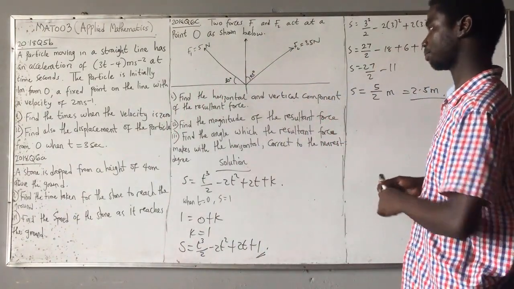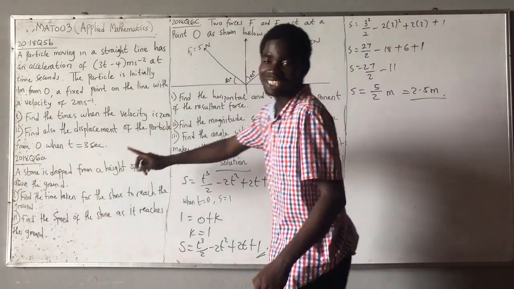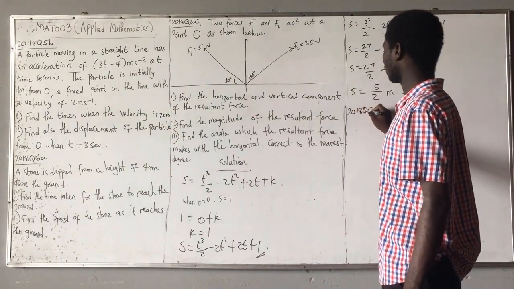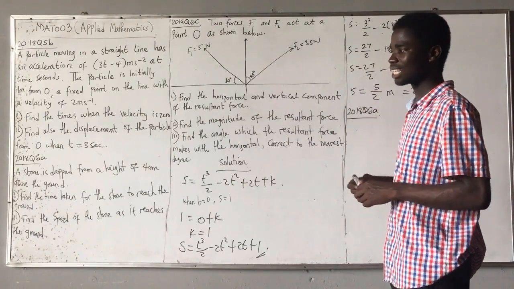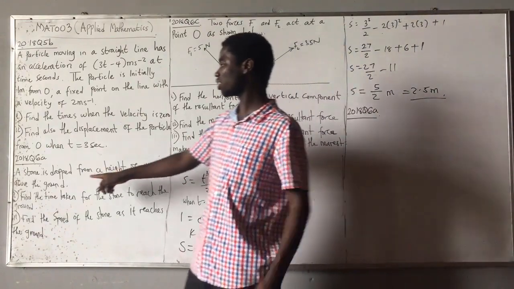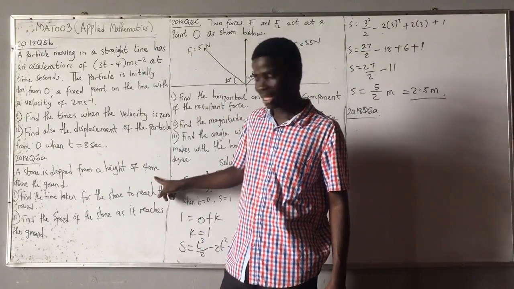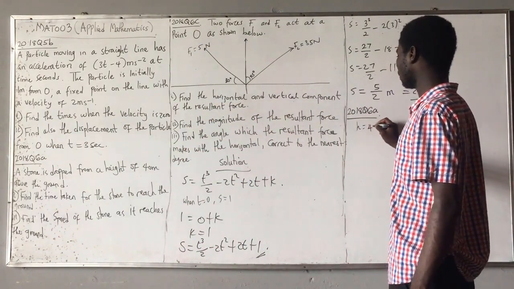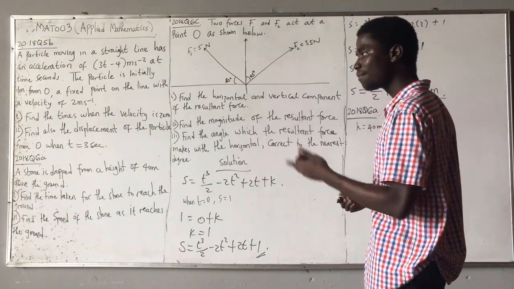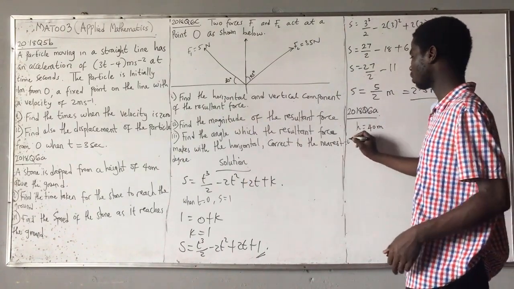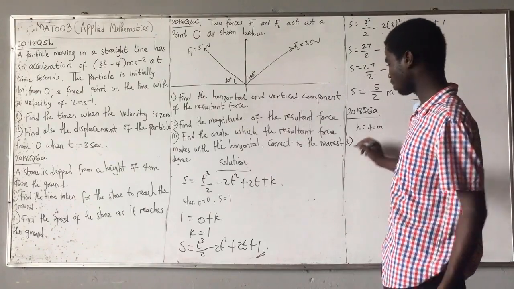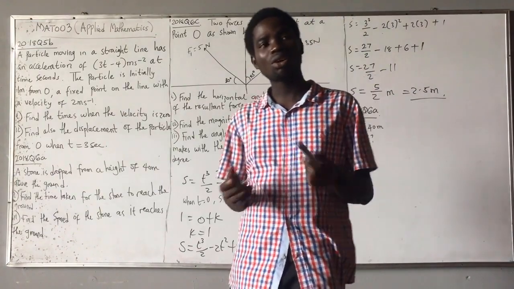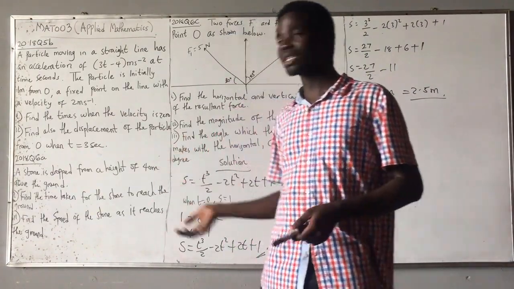The next one is 2018 question 6A. And what is that one telling us? It says that a stone is dropped from a height of 40 meters above the ground. Find the time taken for the stone to reach the ground. They want me to find t. It is an equation of motion I'm going to use. I hope you still recall all those equations of motion with respect to height.